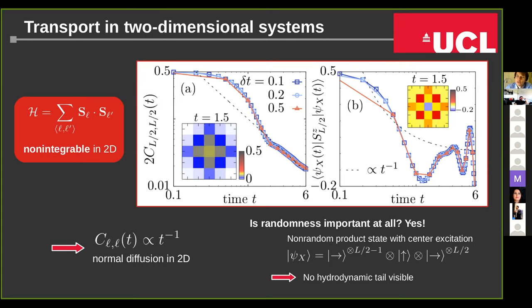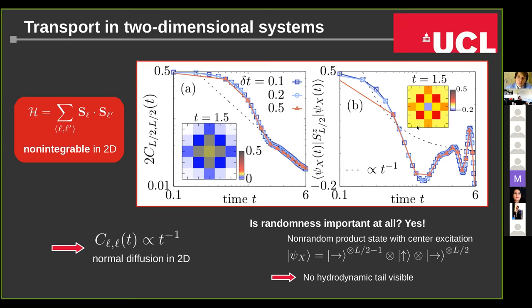So consider, for example, this non-random product state where you prepare all your spins in the x state and only the center qubit is prepared in the up state. So at time zero, this would basically give you the same initial density profile. You have some excitation on top of a homogeneous background. But when you then look at the dynamics, it looks really strange. It's definitely not this nice diffusive transport. You don't get this hydrodynamic tail at all. So in this case, randomness might really be necessary and helpful to see the correct transport behavior.